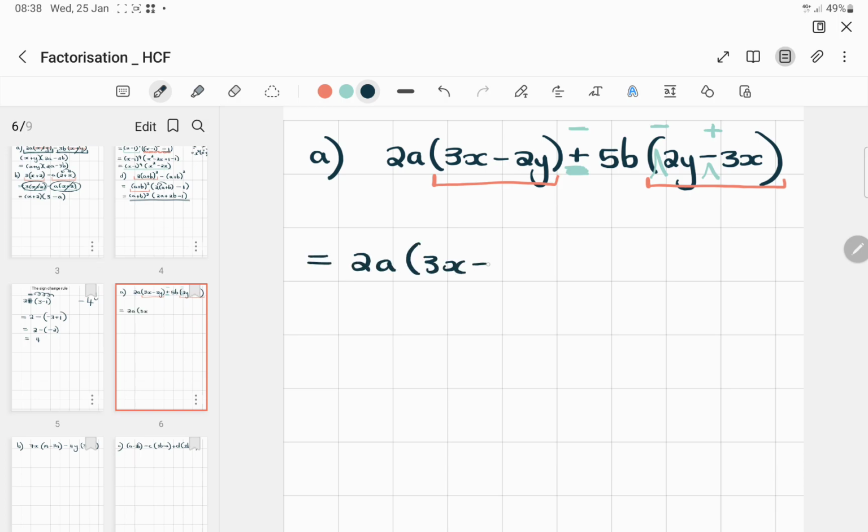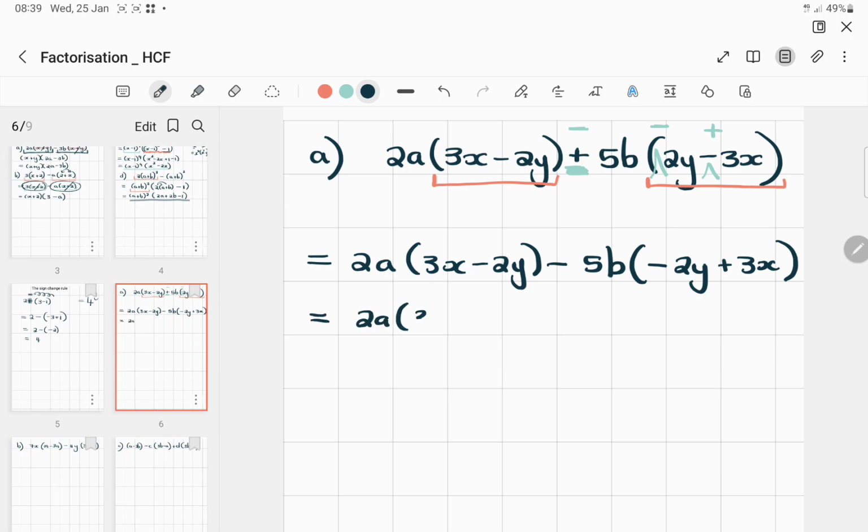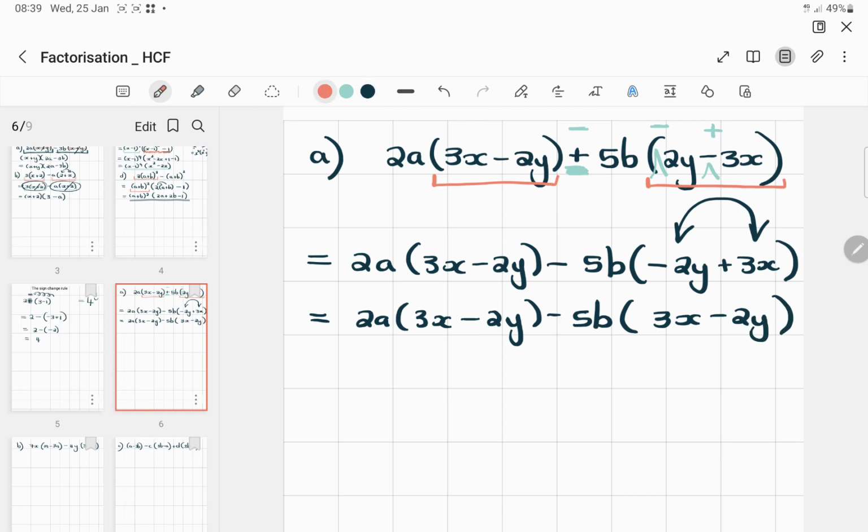2a(3x minus 2y). I'm changing my sign. Minus 5b. Then the positive 2y must become a negative 2y, and the negative 3x must become a positive 3x. And now you say to me, all right, but they've got the same signs, but they're not in the same order. So then you are just going to take those two terms and swap them around. You are allowed to do that because 3x minus 2y is the same as saying negative 2y plus 3x. So we're just going to swap them around. Voila, then we've got exactly the same bracket.